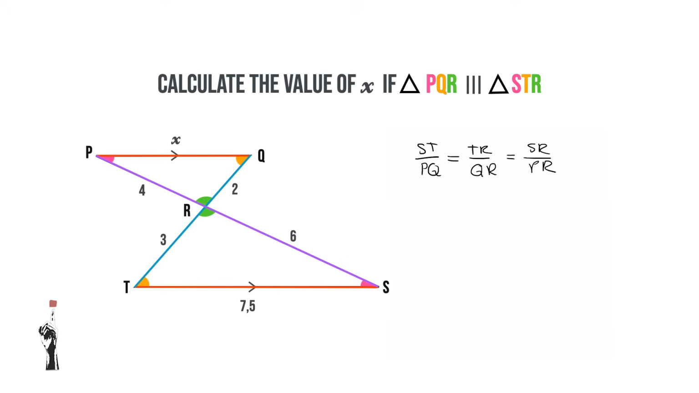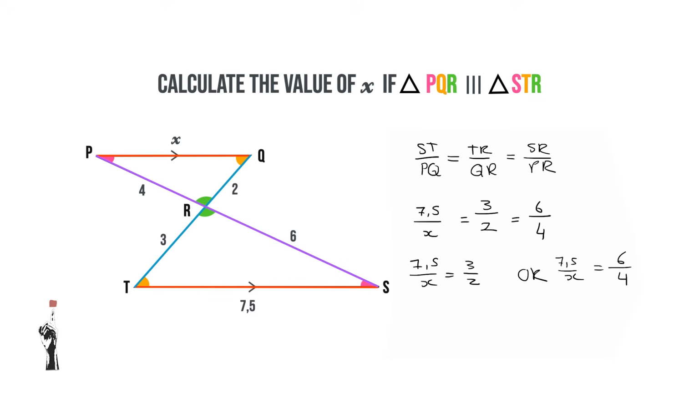Now I just need to substitute the values of the known sides. Side ST is equal to 7.5 over side PQ, which is equal to x. TR is equal to 3 over QR, which is equal to 2. Side SR is equal to 6 over PR, which is equal to 4. Now, I can either write that 7.5 over x is equal to 3 over 2 and then determine x, or I may write that 7.5 over x is equal to 6 over 4 and then determine x.